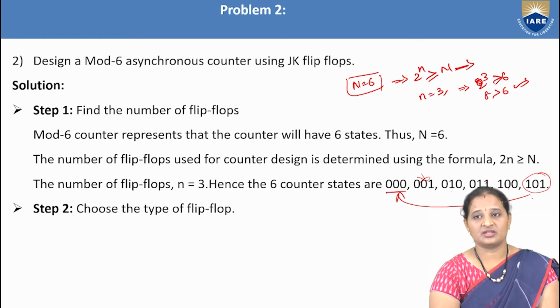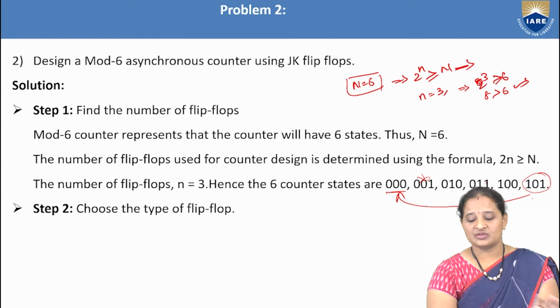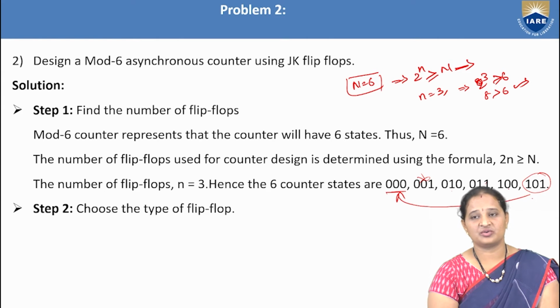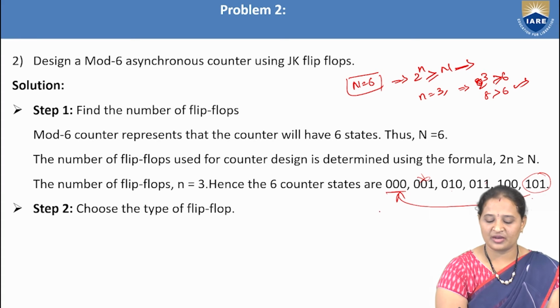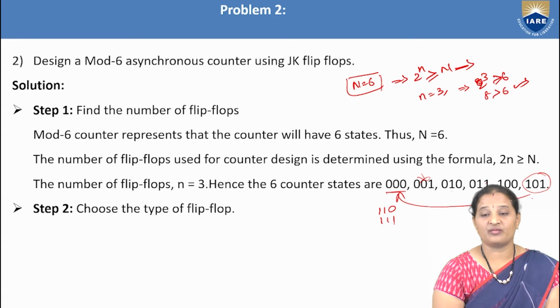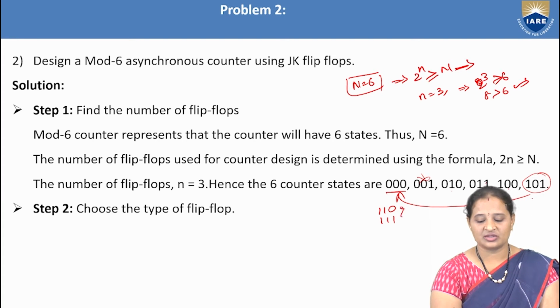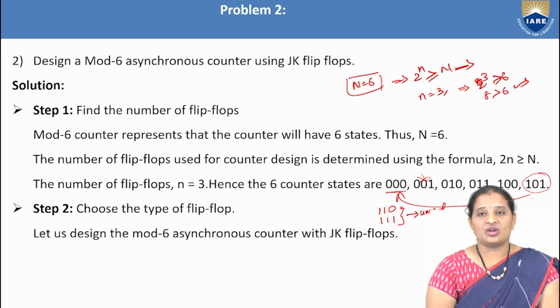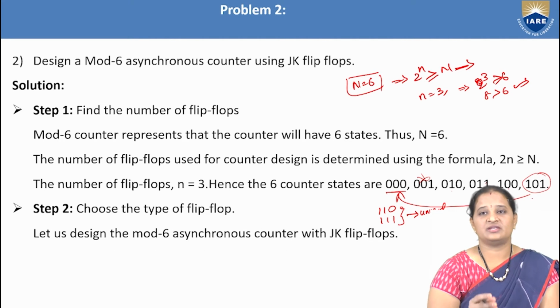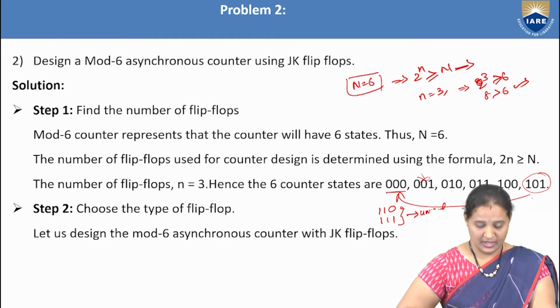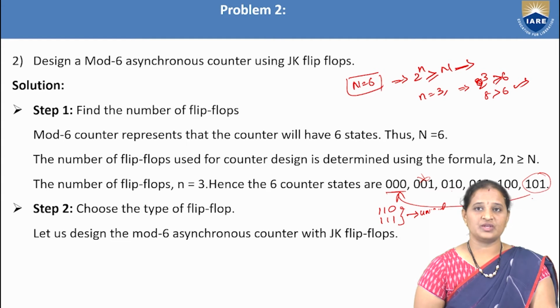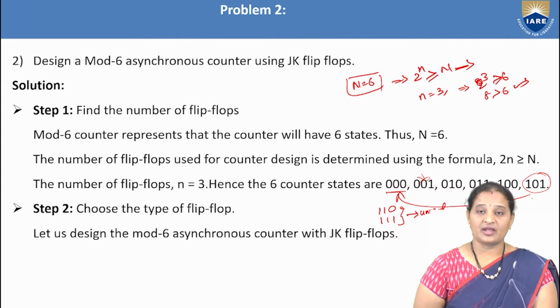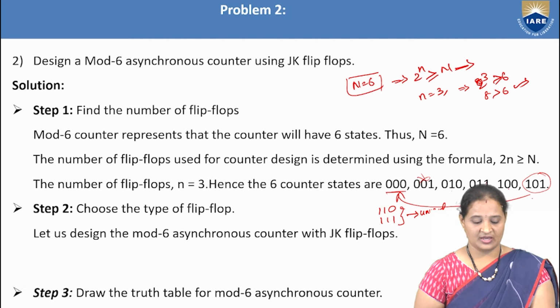As we are using 3 flip-flops here, how many states can we have in total? 8 states. So the remaining 2 states are considered to be unused states. What are the remaining 2 states? 110 and 111. These are the states that are considered unused. Now choose the type of flip-flop. It is already given in the problem statement: design a mod 6 asynchronous counter using JK flip-flop. So the type of flip-flop we have chosen is JK.